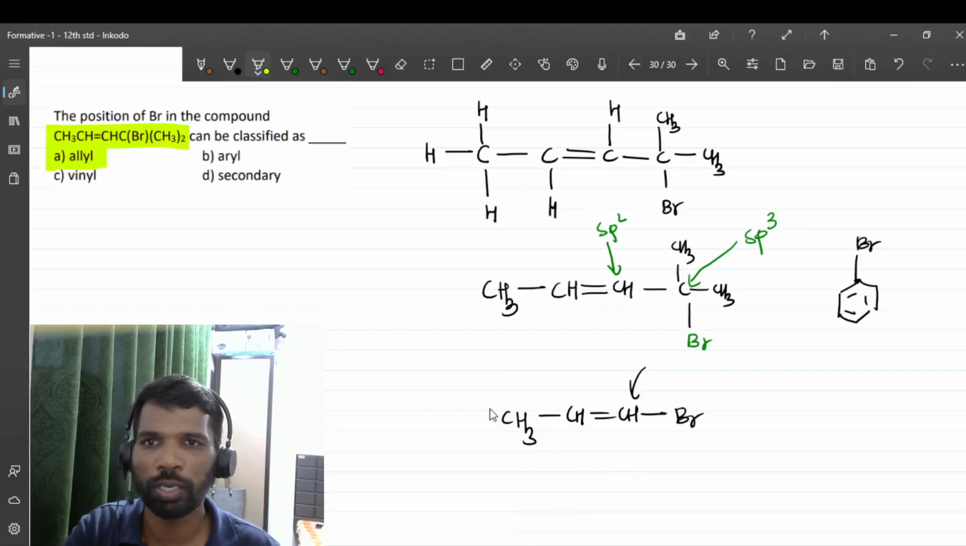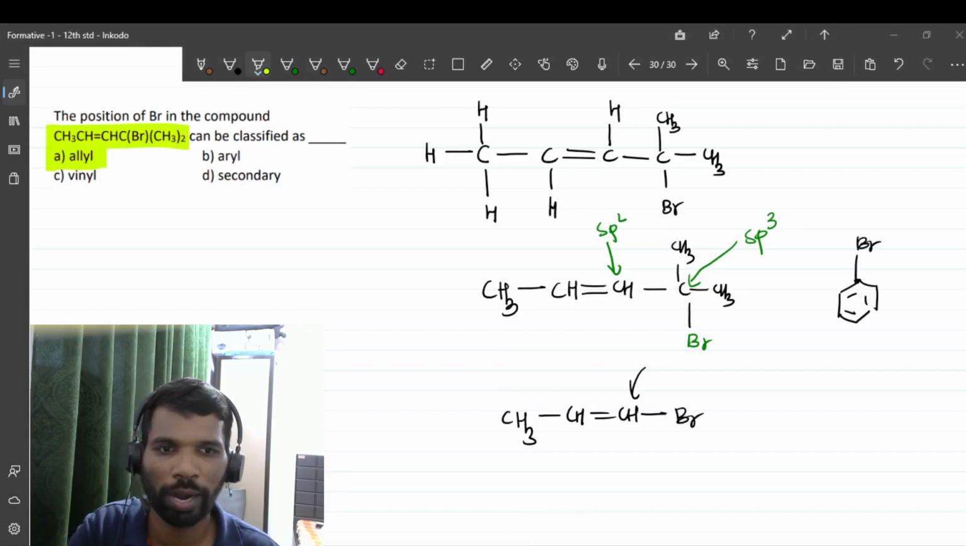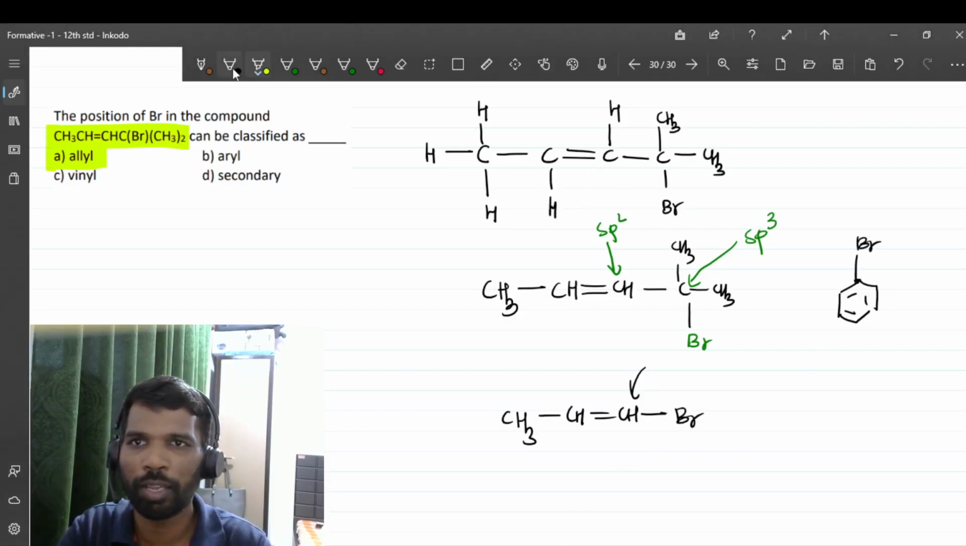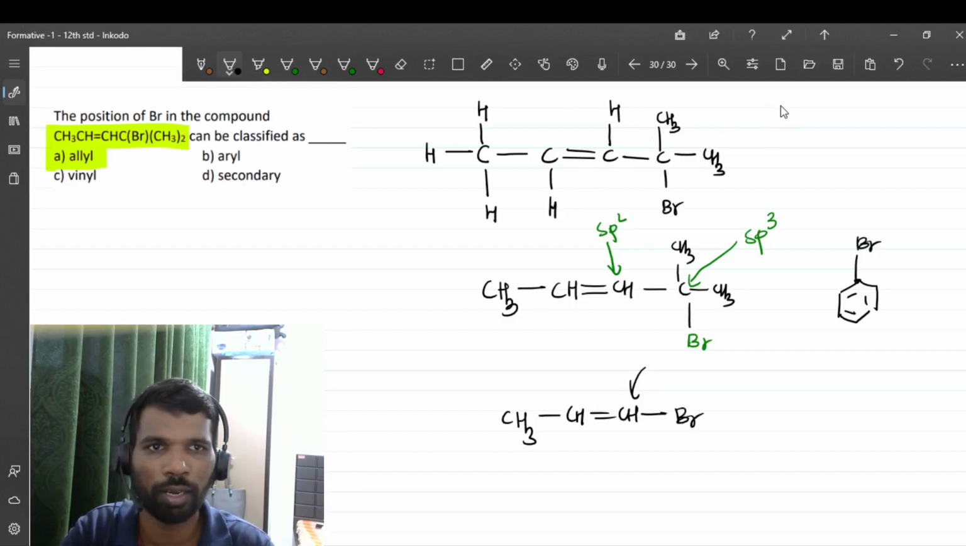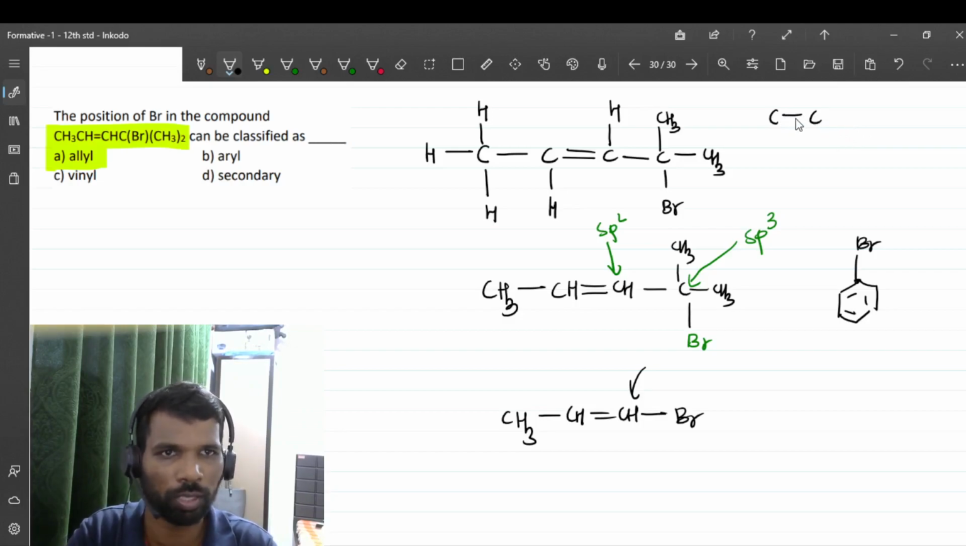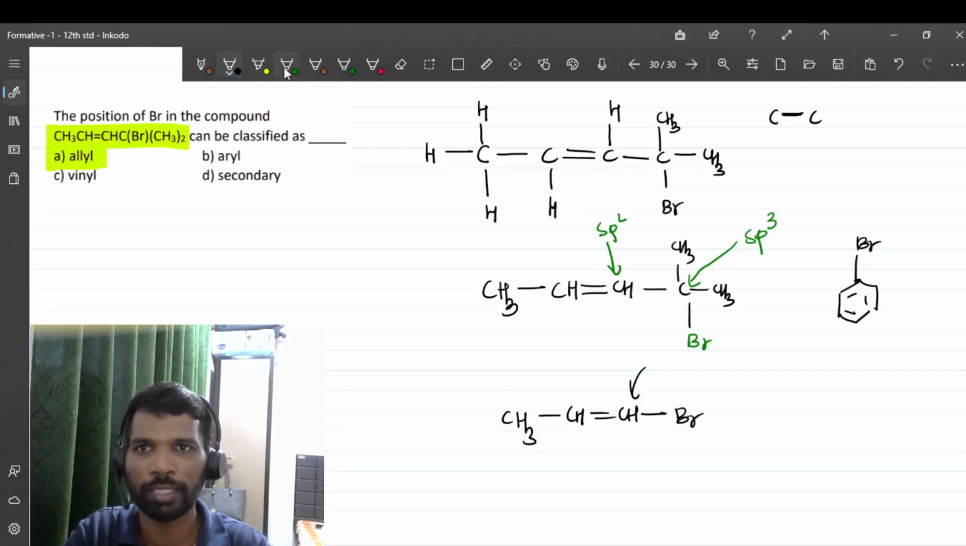Now, many students must be having the doubt of how to identify the hybridization. I'll tell you the trick. The trick is very simple. Whenever all bonds connected to a carbon are single bonds, in this molecule itself, if you see this carbon, there are four single bonds connected, so it is sp3 hybridization.